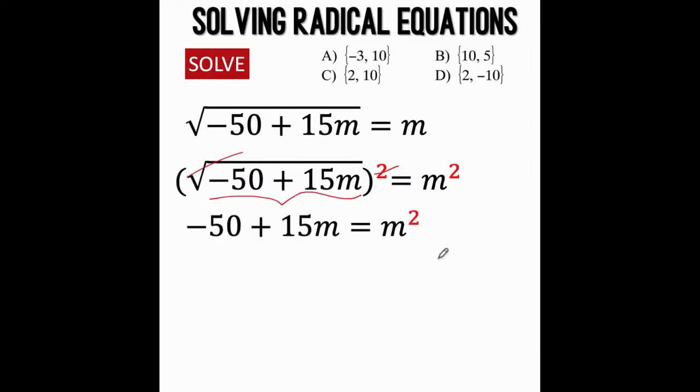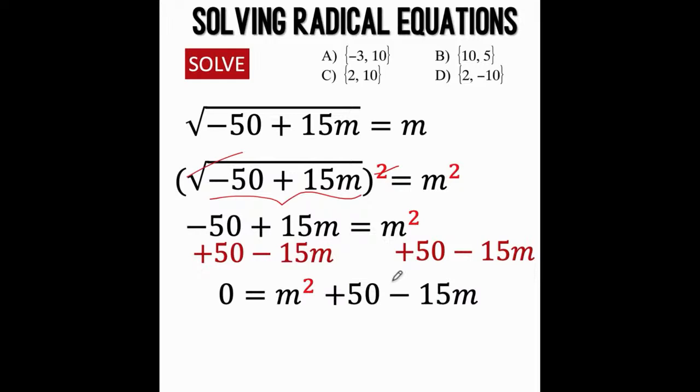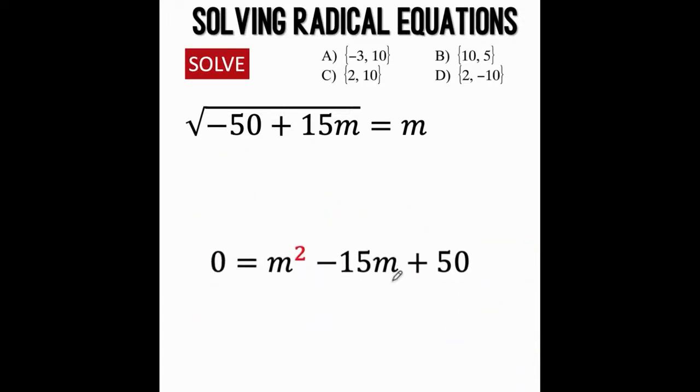So the resulting equation now is quadratic, so let's gather all the terms at the right side by adding 50 minus 15m to both sides of the equation. Here, the left side becomes 0, and the right side becomes m squared plus 50 minus 15m, and then let's rearrange this in descending order of power. We now have here a standard quadratic equation.